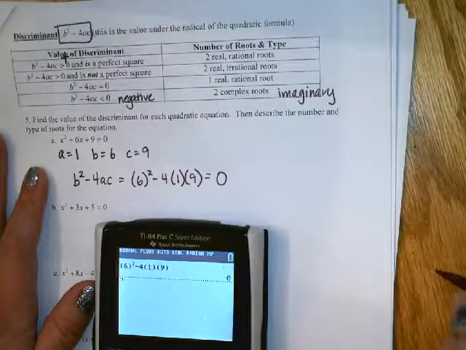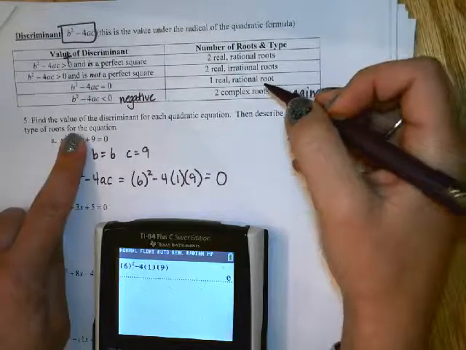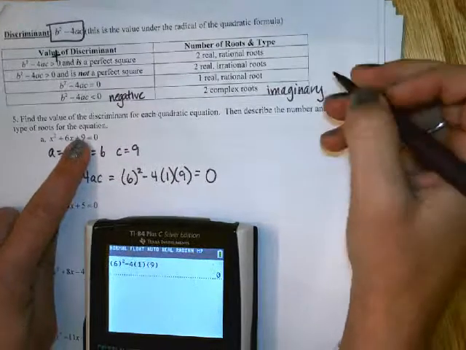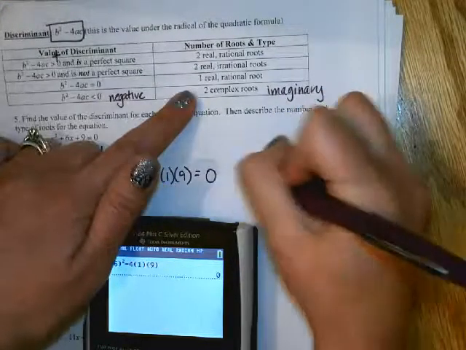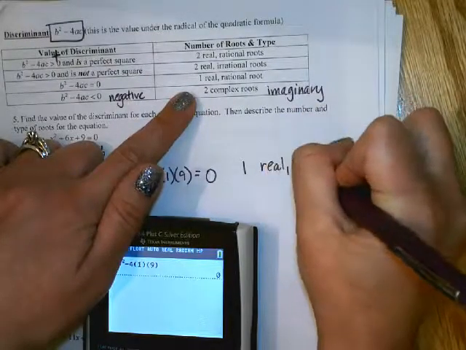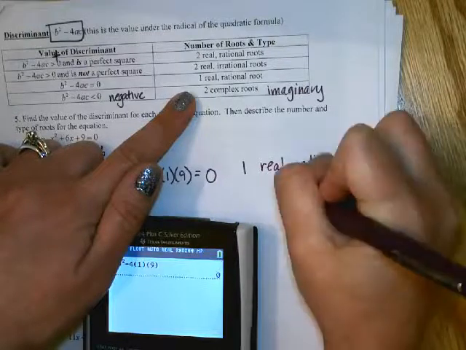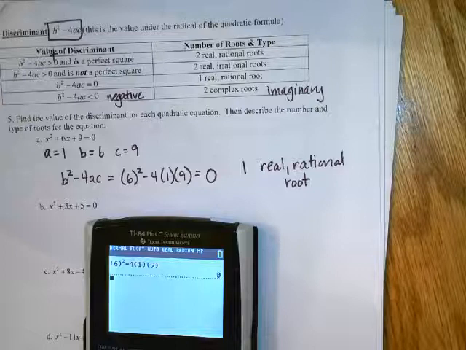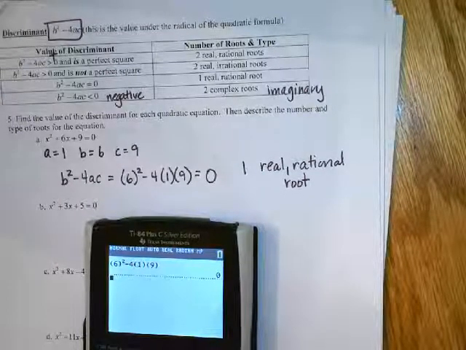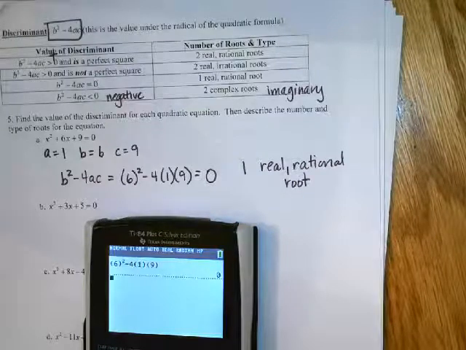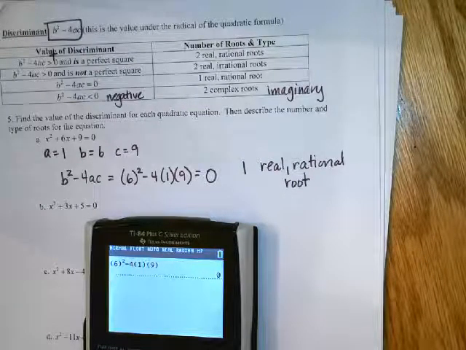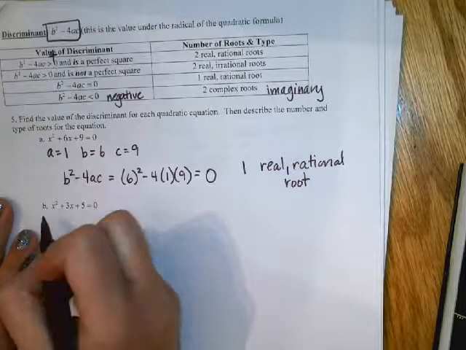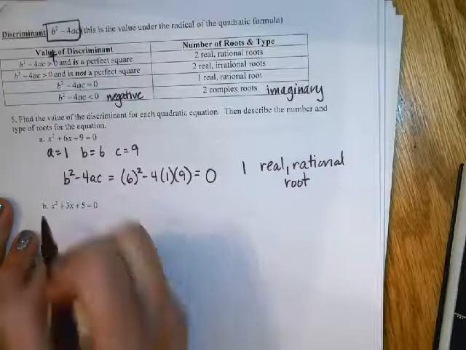So my discriminant is 0, which means, it says find the value of the discriminant for each quadratic equation, then describe the number and type of roots. You might see it say describe the nature of the roots. That means I have one real, rational root. Now, we could go on from this place and actually solve it, but this guy just said find the discriminant. Okay, all right, questions on that one?